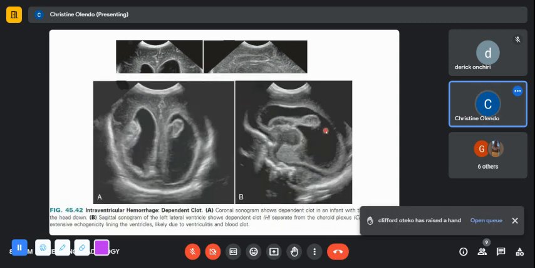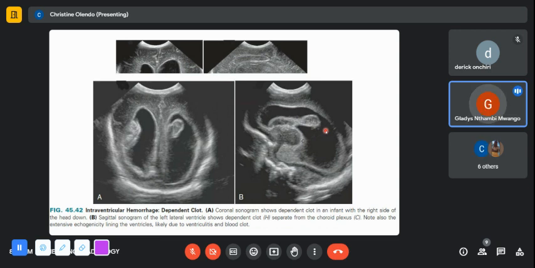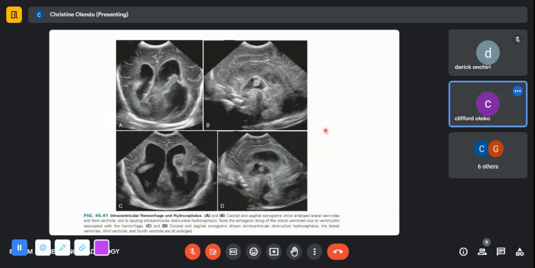I think someone has a question. Oteko has a question. If you have a choroid plexus papilloma, how will you differentiate it from grade 3? Because it also will be echogenic, and you'll have hydrocephalus.